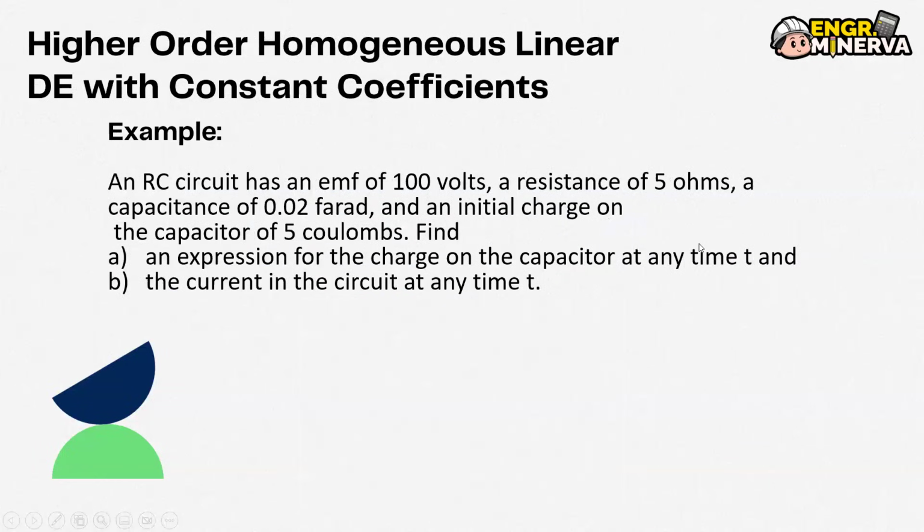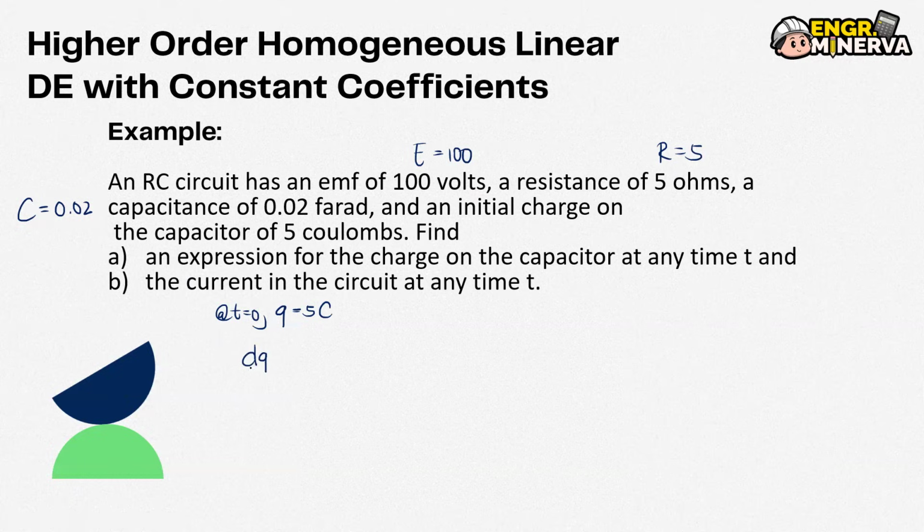A circuit has an EMF, that is the voltage, so E is 100. A resistance of 5 ohms, so R is 5. Capacitance of 0.02 farad, and an initial charge on the capacitor of 5 coulombs. When you say initial charge, that is at time equals 0, Q is 5 coulombs. We get the expression for the charge at any time.